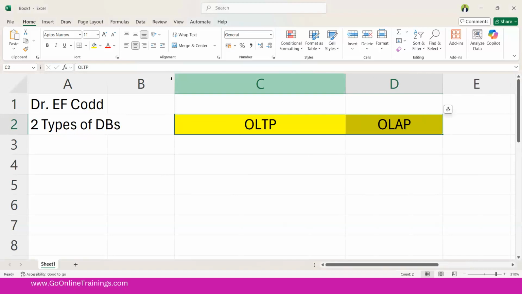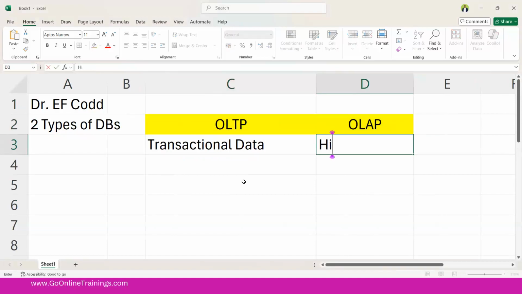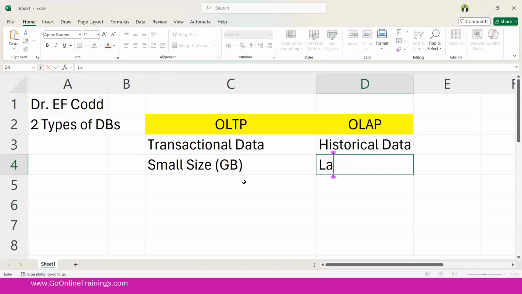OLTP is going to be storing what? It is going to be storing small data, your transactional data, daily transactional data. So whatever you do, it is going to be storing your daily data. OLAP is going to be storing your historical data, right? So OLTP is going to have small size data, the data may be in GBs, right? OLAP is going to have large size data, maybe the data will be in terabytes.